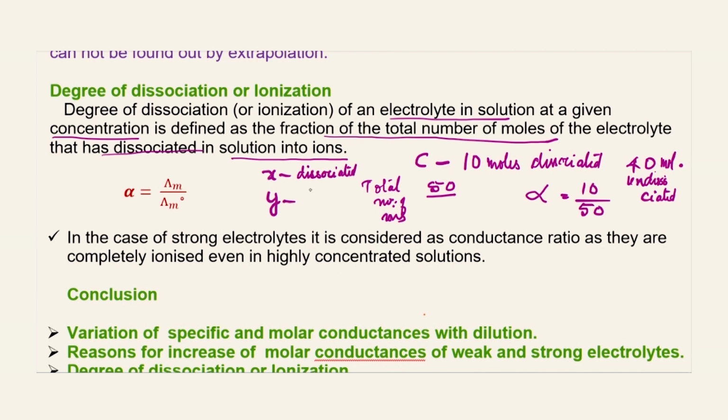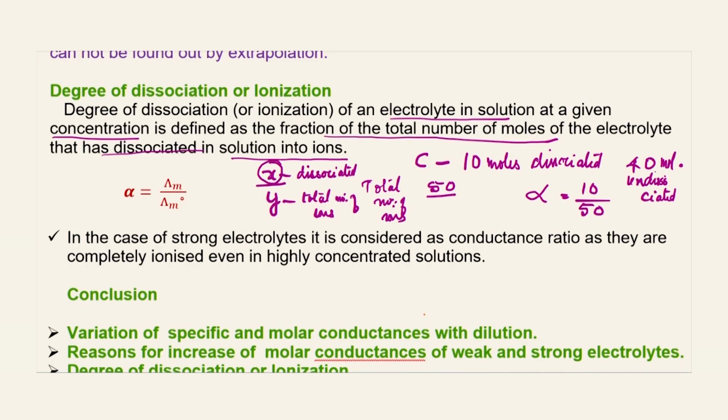And y is the total number of ions. Now, in this case, I am measuring the molar conductance at a particular concentration C. At concentration C, x is the number of moles of electrolyte that has been dissociated, and therefore lambda m will be proportional to this number of ions dissociated at that concentration.